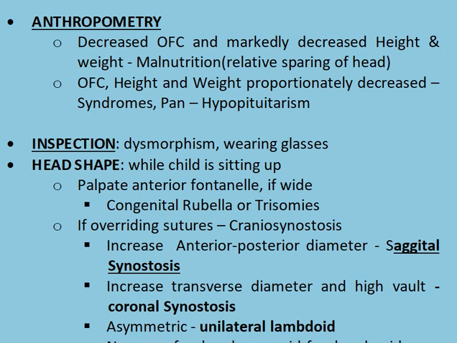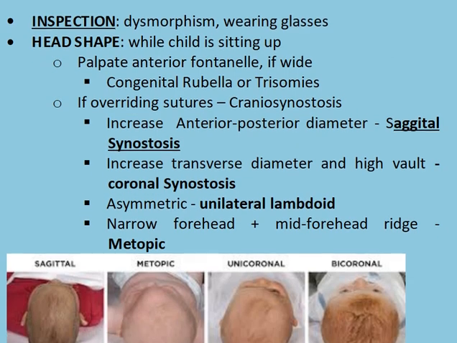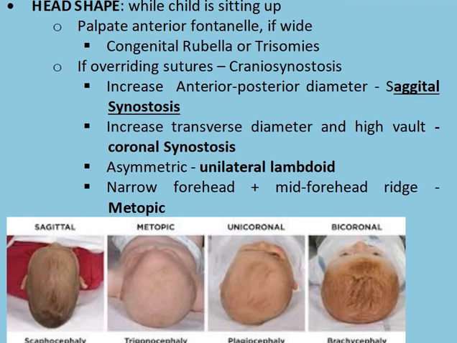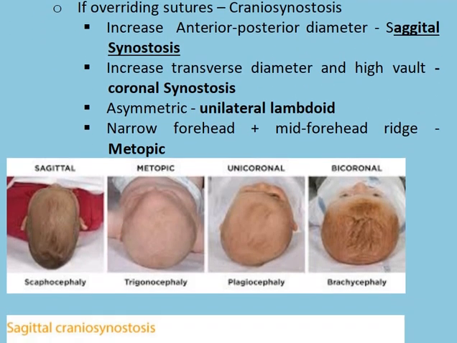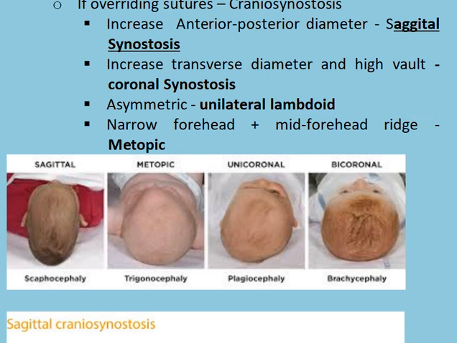Then, if there is increased anteroposterior diameter, this means sagittal synostosis is there. If there is increased transverse diameter with a high wall, there is coronal synostosis. If it is asymmetrical, then it is a unilateral lambdoid. Narrow forehead and mid forehead raised in metopic. So this is the pictorial representation.